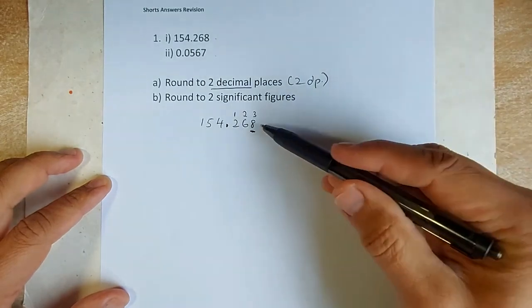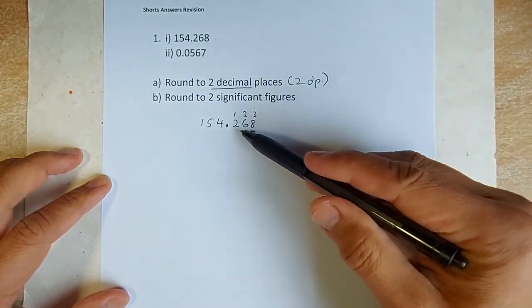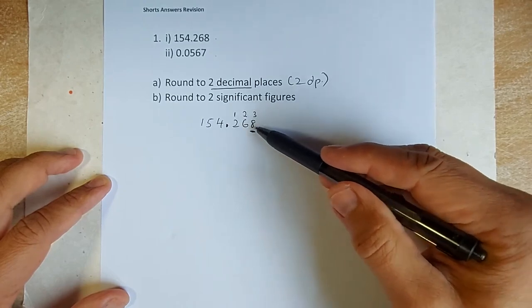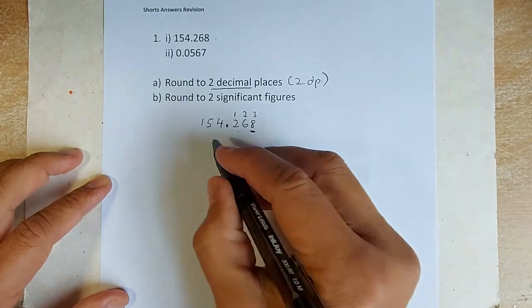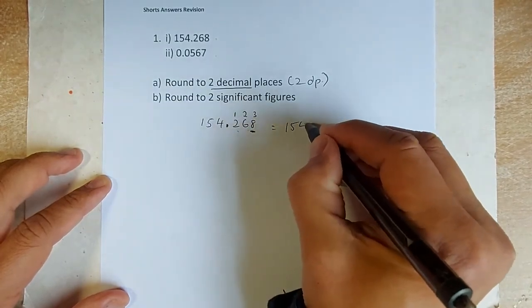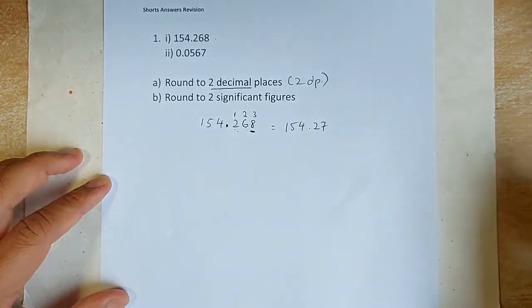If it is more than 5, you round up the number. If it is less than 5, that number remains the same. So in this case, 8 is more than 5. So 154 remains, and 26 now you round up and it becomes 27. So that will be an easy 1 mark.